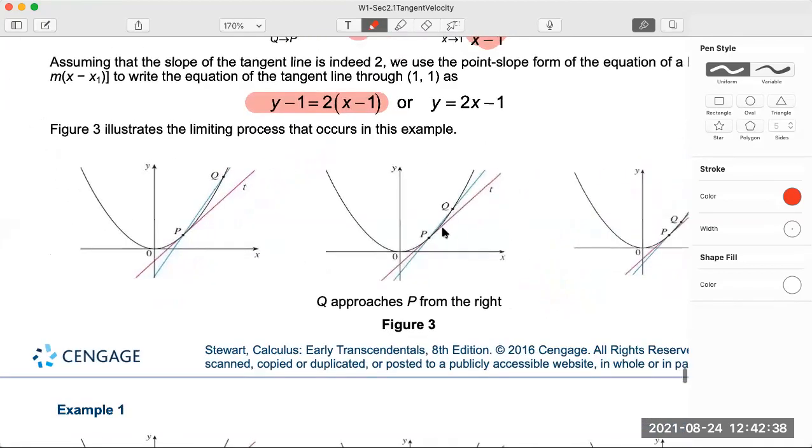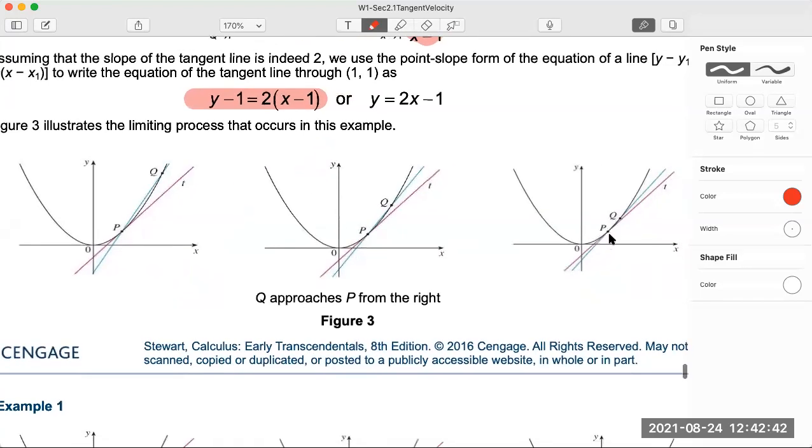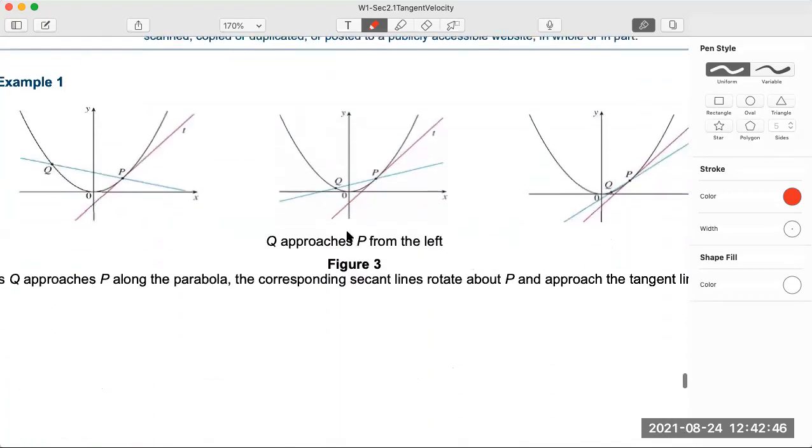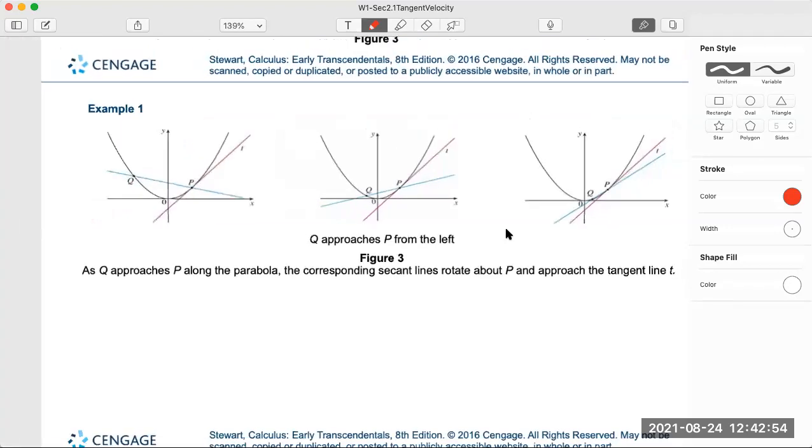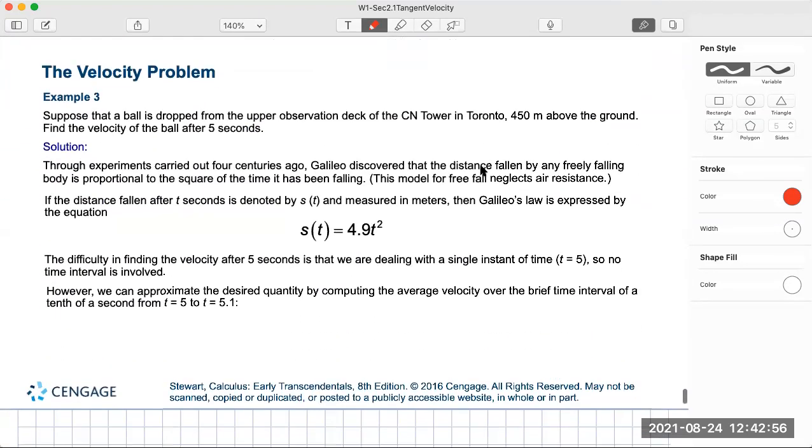Similarly, here when Q comes closer and closer, then the line will approach here. And this is the case when Q is on the left side of P, the secant line will behave like this. Okay, anyway. Today, we will talk about velocity.